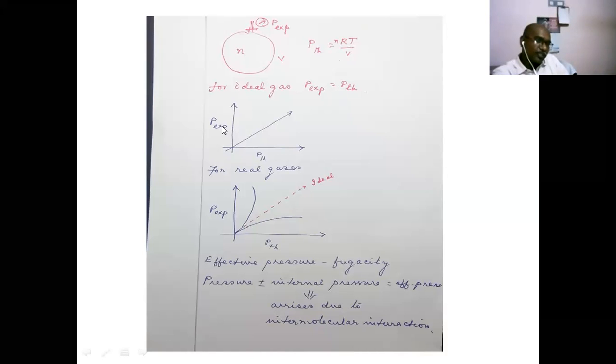So if you take the experimental pressure along the y-axis and the theoretical pressure along the x-axis, you will be getting a straight line like this. When the theoretical pressure is 1 atmosphere, experimental pressure will also be 1 atmosphere. When the theoretical pressure is 2 atmosphere, experimental pressure will also be 2 atmosphere. Therefore, there is linear change. They are equal, not almost, they are equal. But in the case of real gases, what happens?